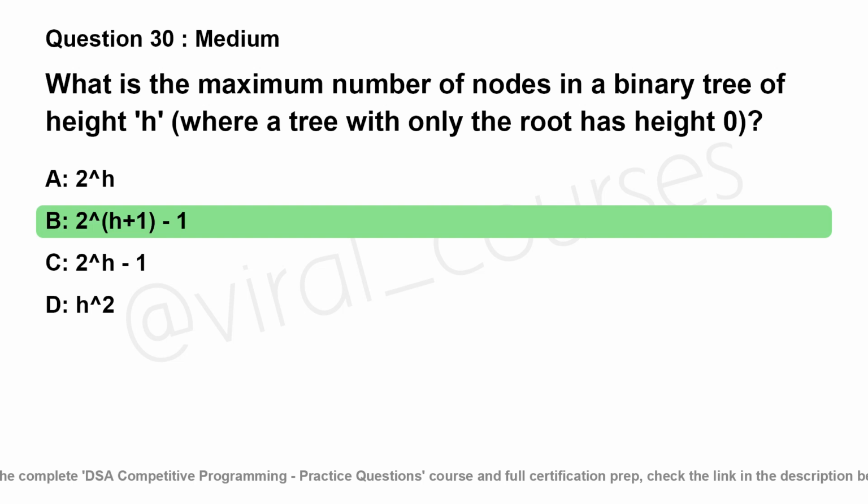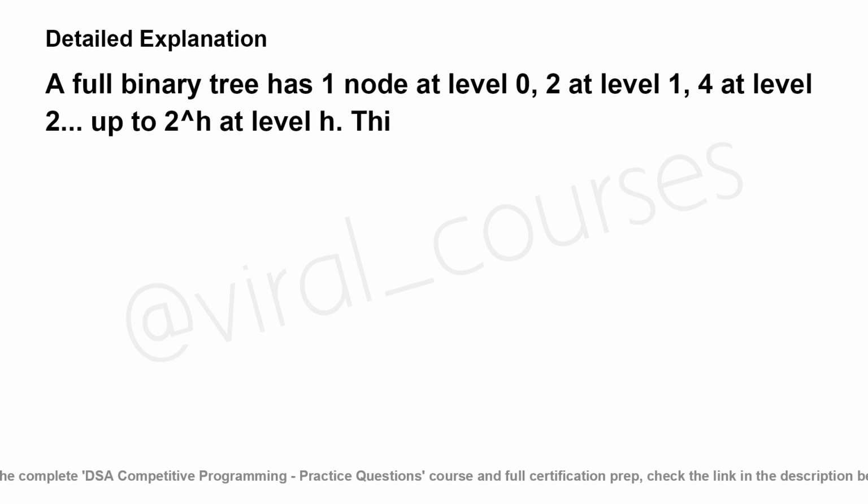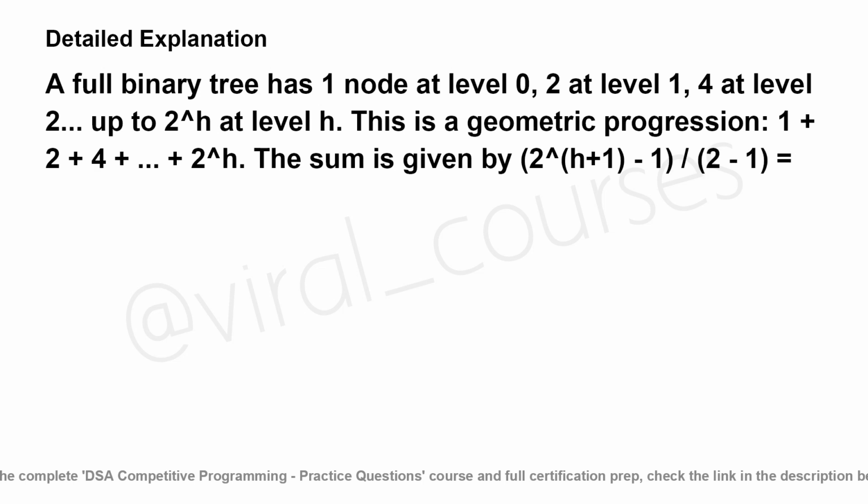The correct answer is B. A full binary tree has 1 node at level 0, 2 at level 1, 4 at level 2, up to 2^h at level h. This is a geometric progression: 1 plus 2 plus 4 plus up to 2^h. The sum is given by (2^(h+1) - 1) / (2 - 1), which equals 2^(h+1) - 1.